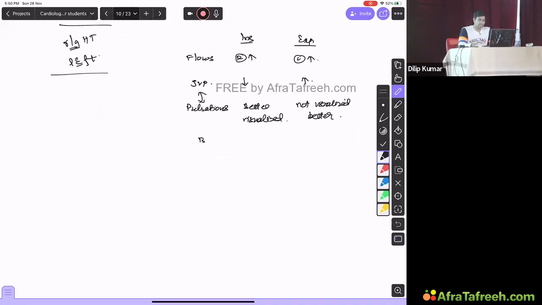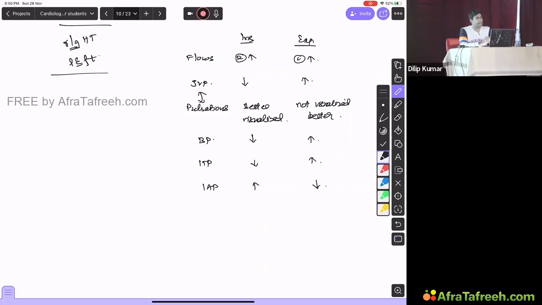What happens to the blood pressure? Blood pressure also decreases with what? Inspiration. It increases with expiration for the reason I told you, the pulmonary vasculature reason. What happens to intrathoracic pressure? That also decreases with inspiration and increases with expiration. But what happens to intra-abdominal pressure? It increases with inspiration and decreases with expiration. Yes or no? It's very simple hemodynamics, but very important to know.